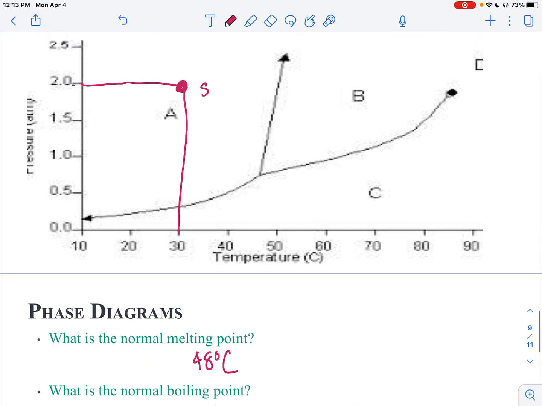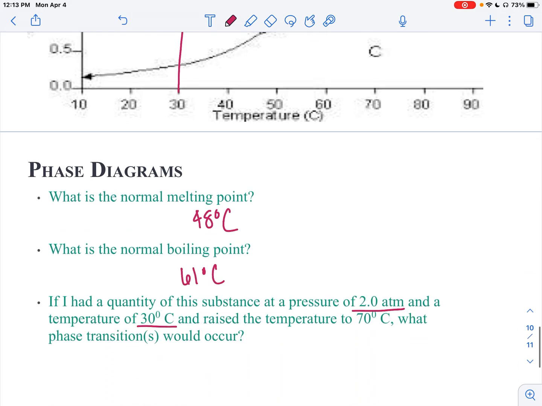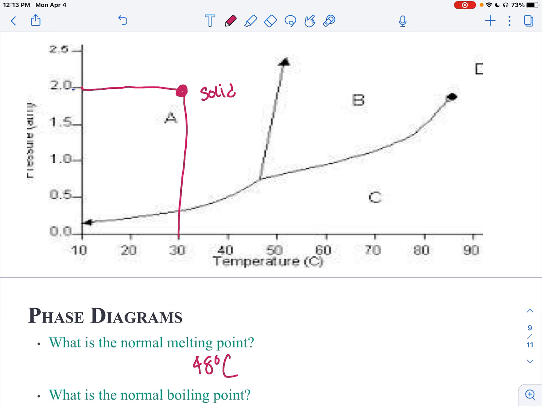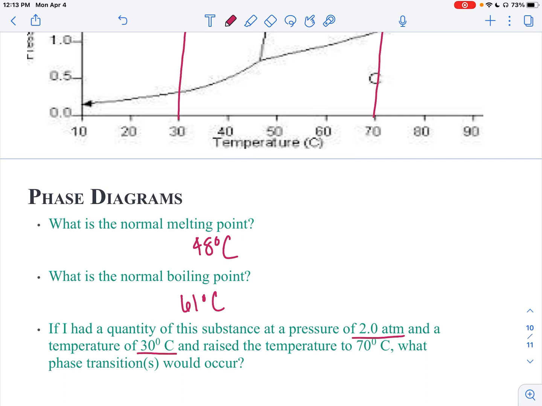That is in the solid phase. What would happen if we raise the temperature to 70 degrees Celsius? Now, since it doesn't tell us anything about the pressure, we know that it stays the same. So if we took this over to 70, still at 2 atmospheres, that is the liquid phase. So what phase transition or phase change is happening? Solid to liquid, that is melting. And that's it for phase diagrams.